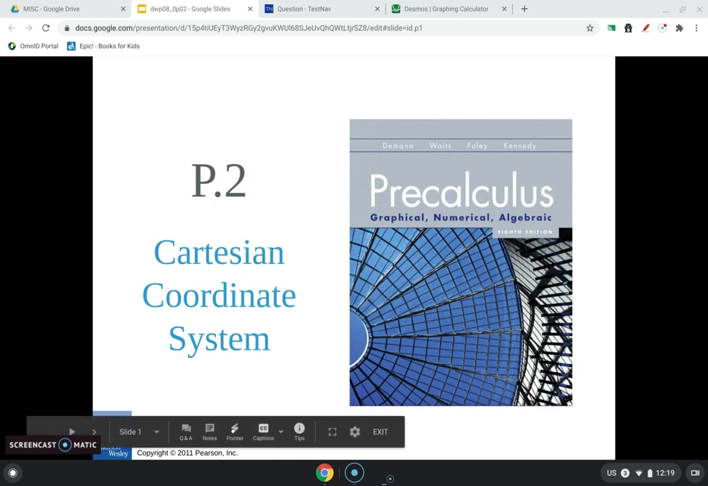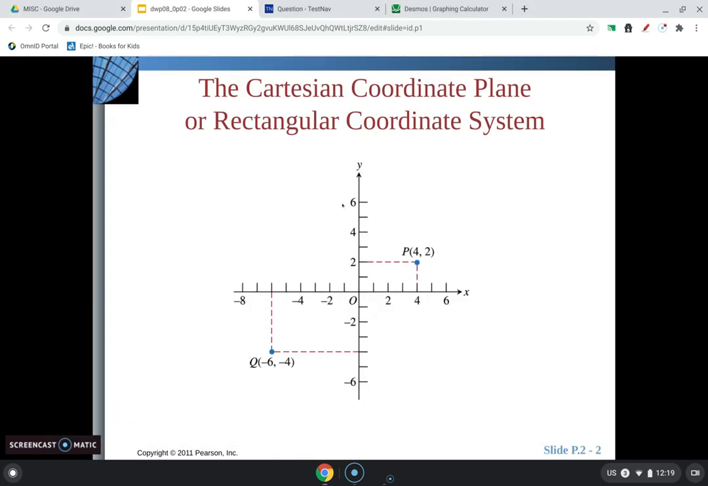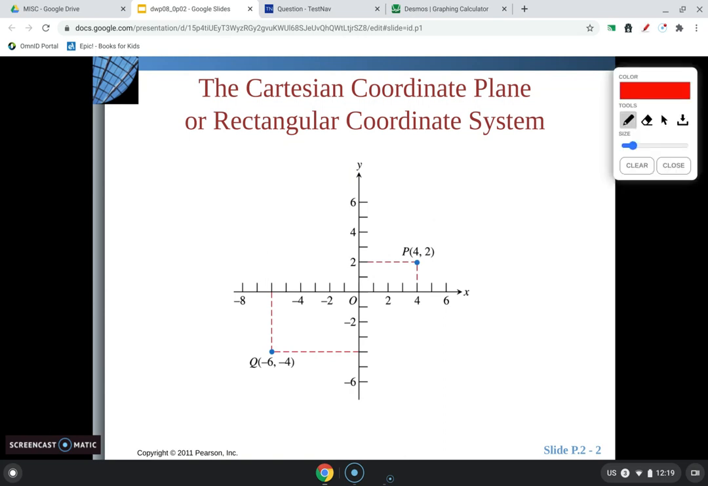This is pre-calc lesson P.2, the Cartesian coordinate system. So we're all familiar with the Cartesian coordinate system, or the rectangular coordinate system. X first, Y second. So this would be the point (4, 2), right 4, up 2. Over here, Q would be left 6, down 4: (-6, -4).